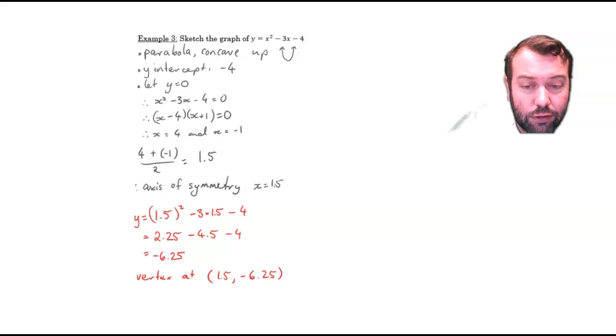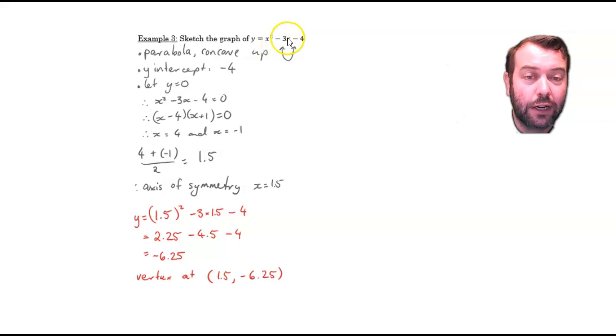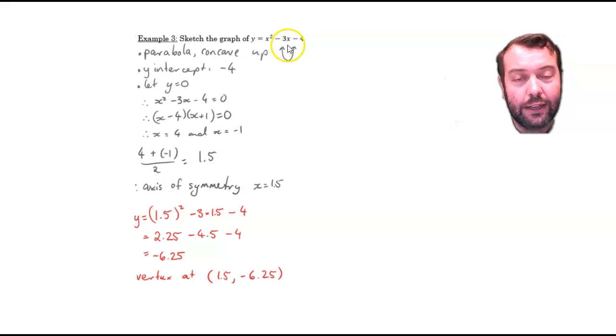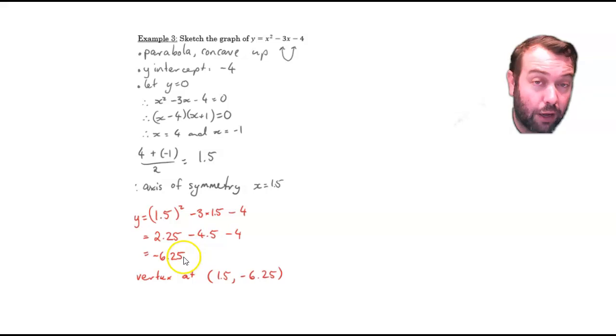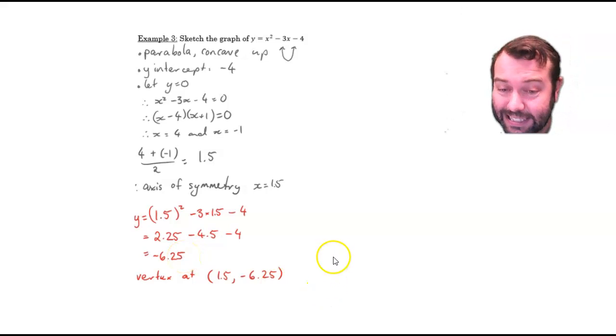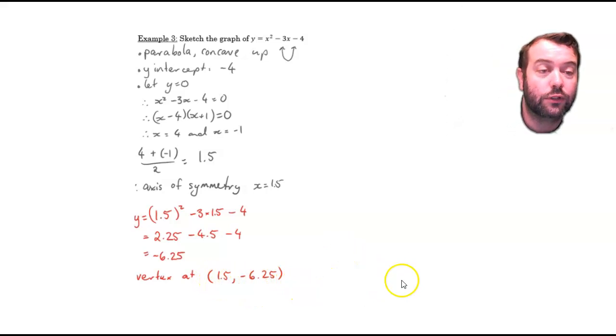Finally, we need to substitute 1.5 back into our function. So 1.5 squared is 2 1/4, minus 3 lots of 1.5. 3 lots of 1.5 is 4.5. 2 1/4 minus 4.5 is minus 2 1/4. Minus another 4 is -6.25. Again, I prefer decimals to fractions when I'm sketching. So my vertex is at 1.5, -6.25.